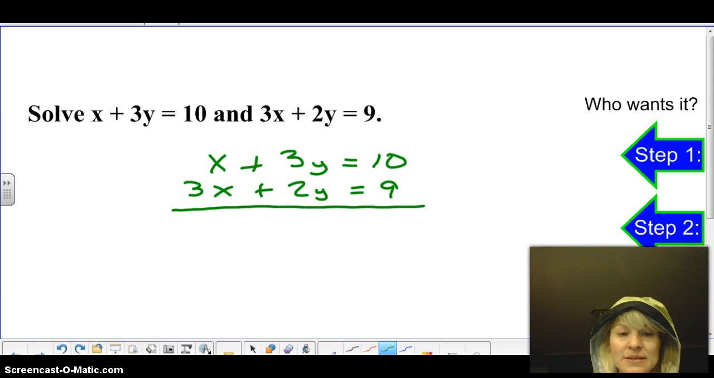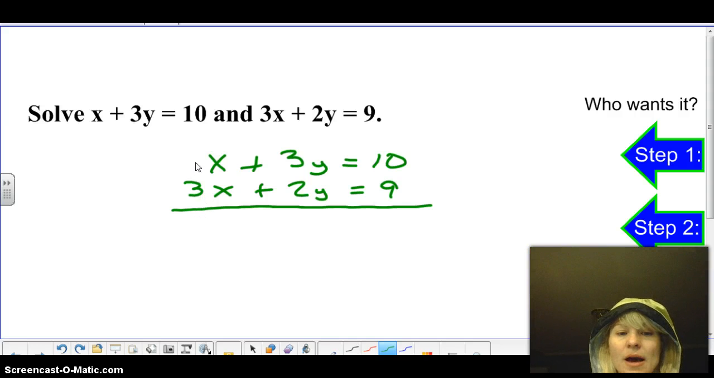Now, looking at this, these aren't going to eliminate as they are, and these won't eliminate as they are. If I were to add them, I'd get 4x and 6y and 19, and I can't solve for x or y. So I need to create a situation where these would eliminate one. So if I look at this, here this is really 1y, but I could easily make this 3y. If this was 3x and I subtracted them, these would eliminate, right?